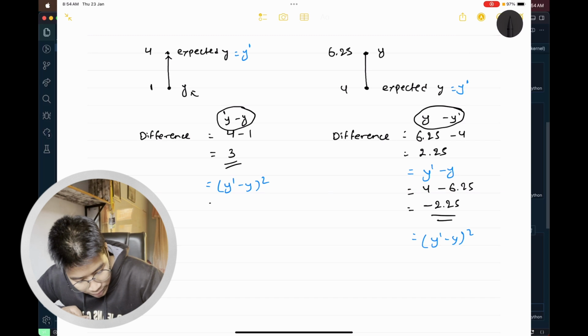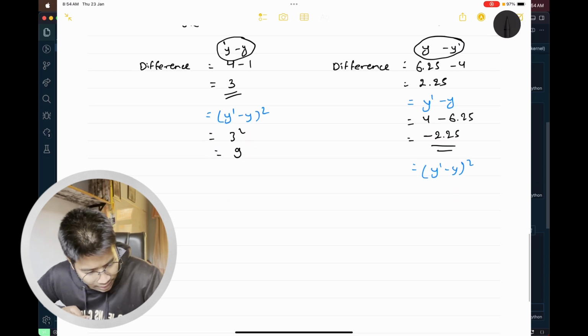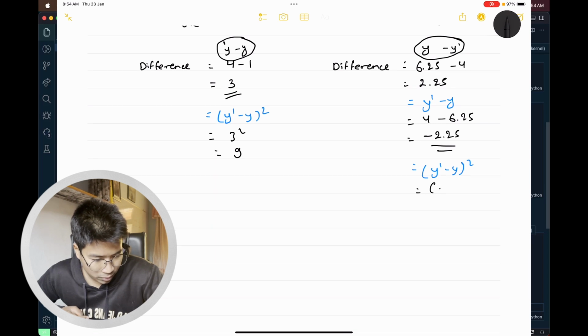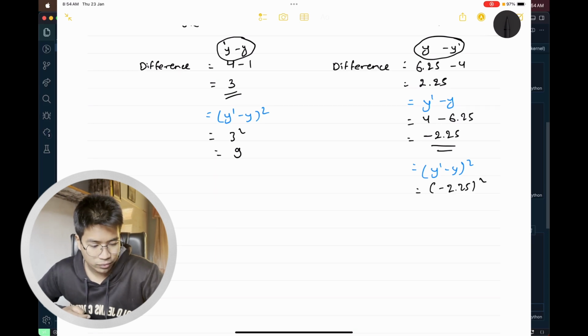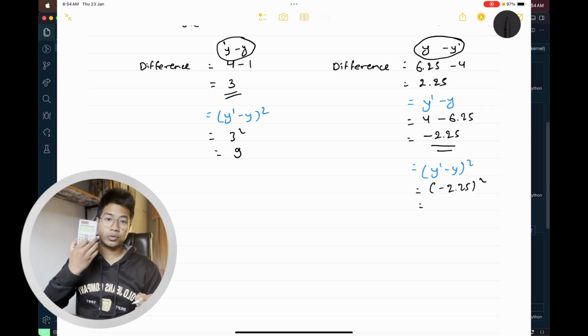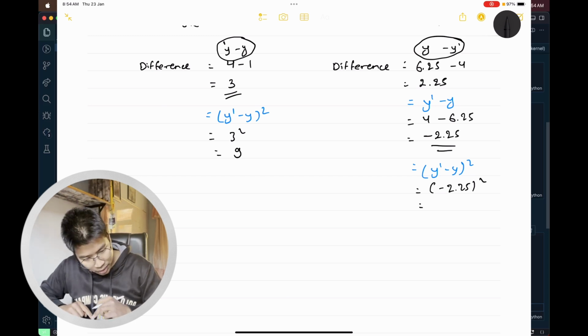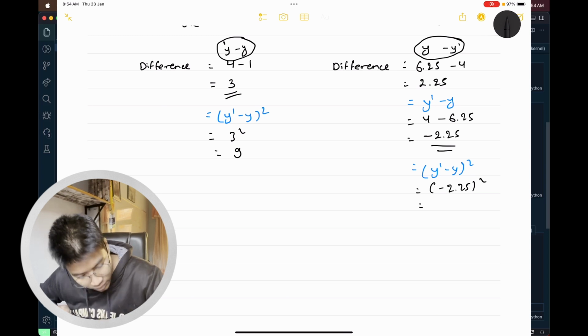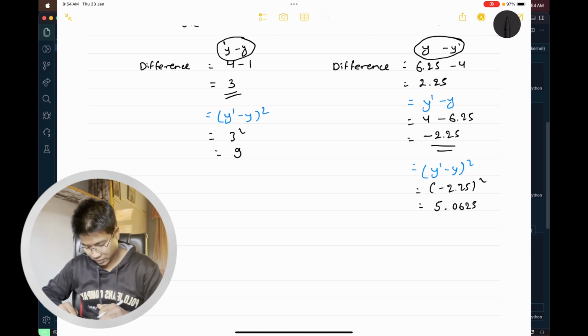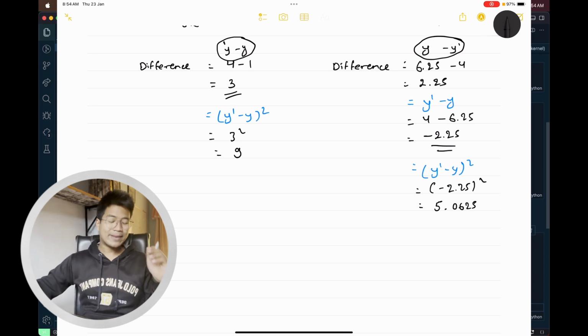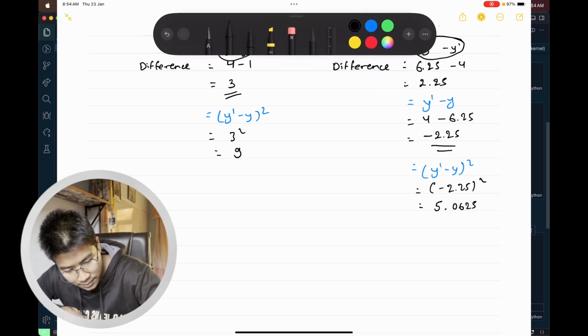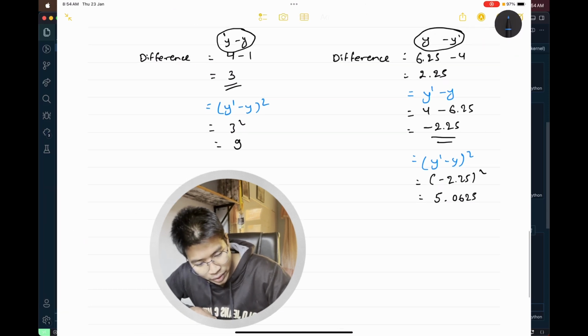So when I would compute that, I would get 3 squared over here, which is 3 3s are 9. And this would also be negative 2.25 squared. That would be some number that I don't know. So I have my trusty calculator to do that computation. 2.25 into 2.25 would be 5.0625. Okay. So what I basically want to do is I want to reduce this.